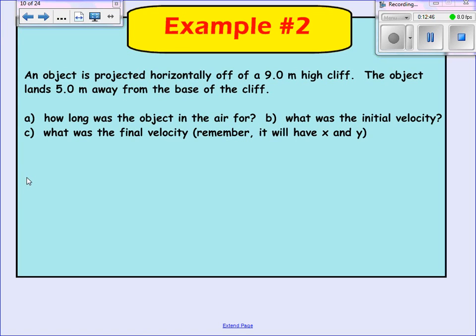So let's first draw a picture, just like I did before. This problem is a little bit different based on the information it gives me. I know this object is fired off horizontally. I know the cliff is 9 meters high, and I know the object lands 5 meters away. So the object takes a pathway that looks like that. Now I'm going to go ahead and make my XY table.